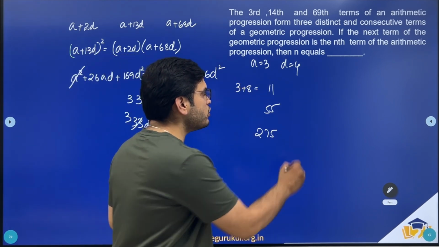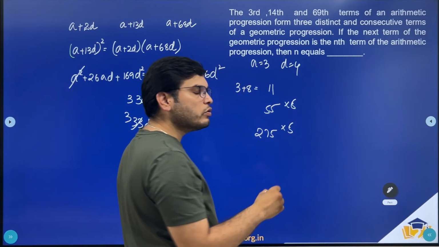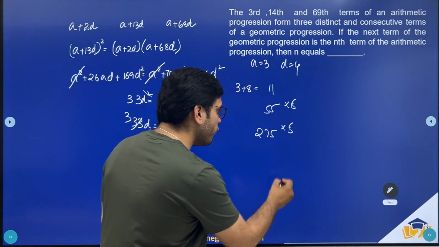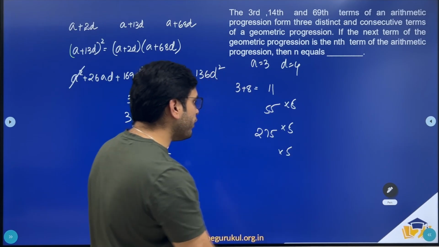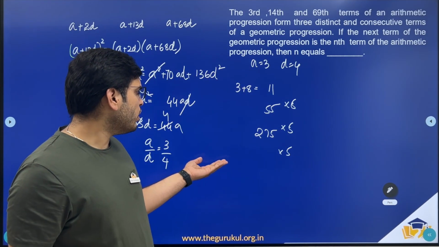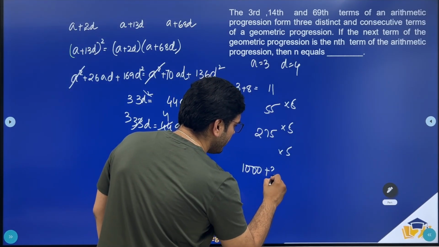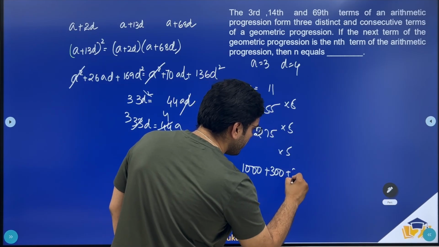Now what is the common ratio? How did we get 55 from 11? Into 5. And this is into 5 again. So the next term in the geometric progression would be 275 into 5. Now what is 275 into 5? 200 into 5 is what? 1000. 75 into 4 is 300 plus 75.